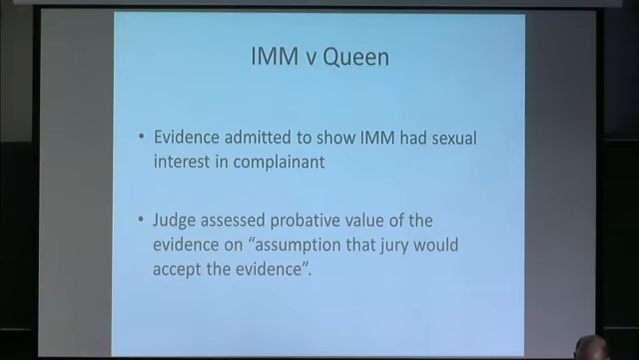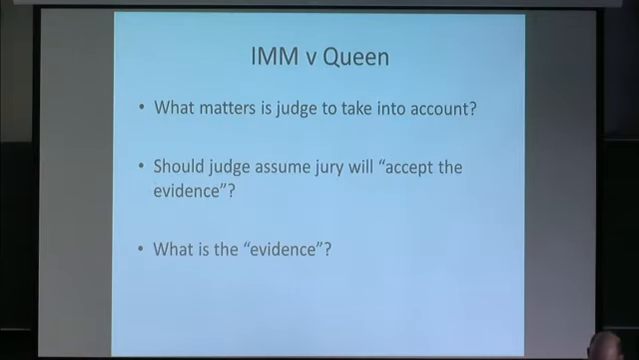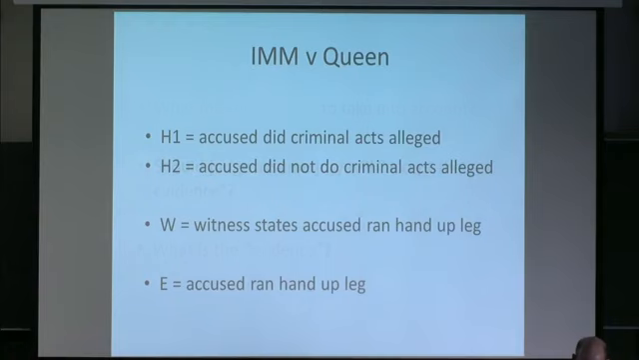Well, let's have a think about this in formal terms. First of all, the prosecution hypothesis obviously is that the accused did the acts alleged. I don't like purely negatively expressed alternative hypotheses, but that'll do for now. The alternative hypothesis is you do not do the criminal acts alleged.